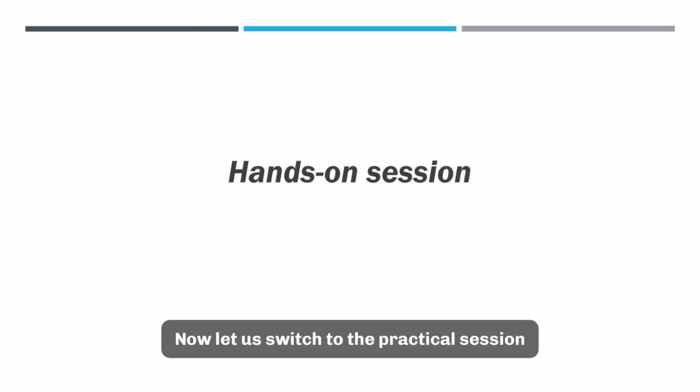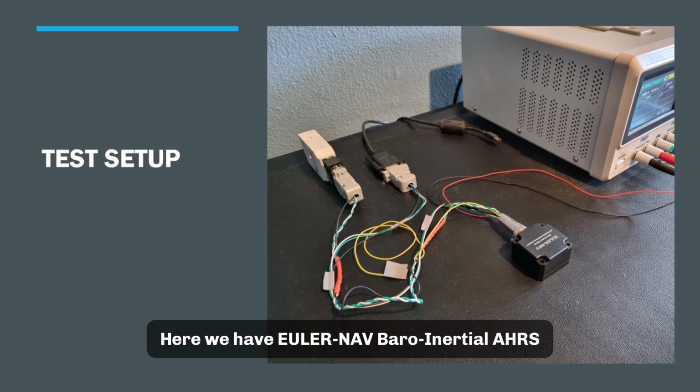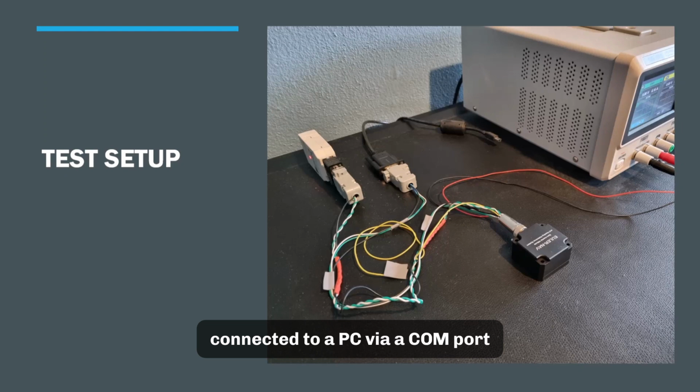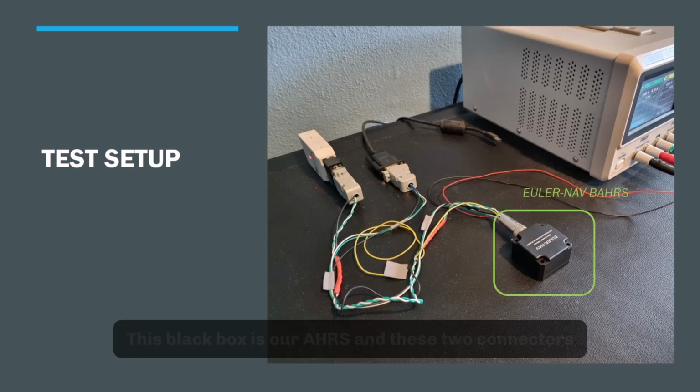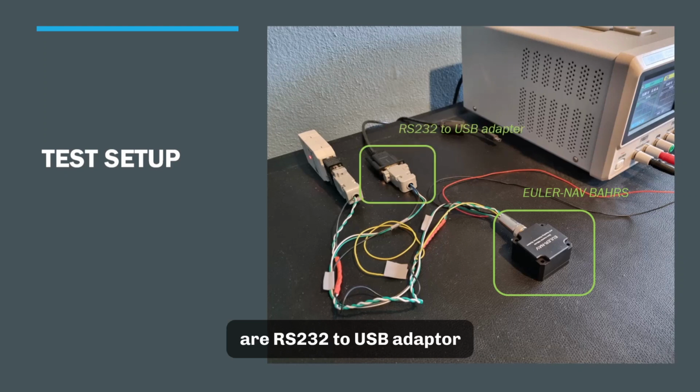Now, let us switch to the practical session. At first, take a look at the setup we will be working with. Here we have EULER-NAV Baro-Inertial Attitude and Heading Reference System connected to a PC via a COM port. This black box is our Attitude and Heading Reference System, and these two connectors are RS232 to USB adapter.